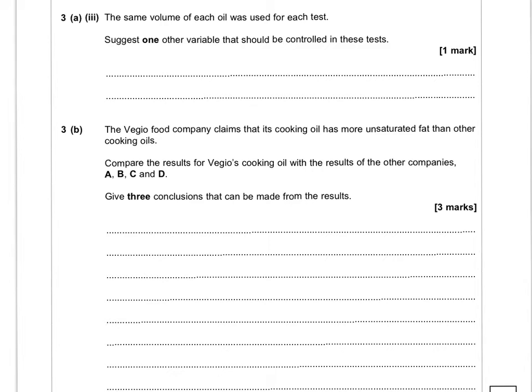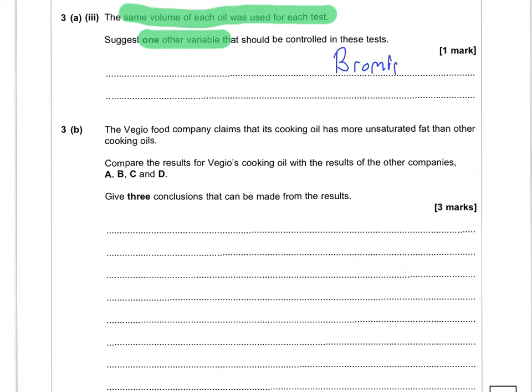Now I mentioned before that the same volume of each oil was used. Okay, so that was a control variable, and it says suggest one other variable, so we can't use the same, that should be controlled in these tests. Okay, so we've got to think about these tests. How do we control it? So the obvious thing would be to think about the bromine. Now we're going to be varying the number of drops we add, so we can't say the volume, but we can always say something else about the bromine water, similar to what we can about any acid.